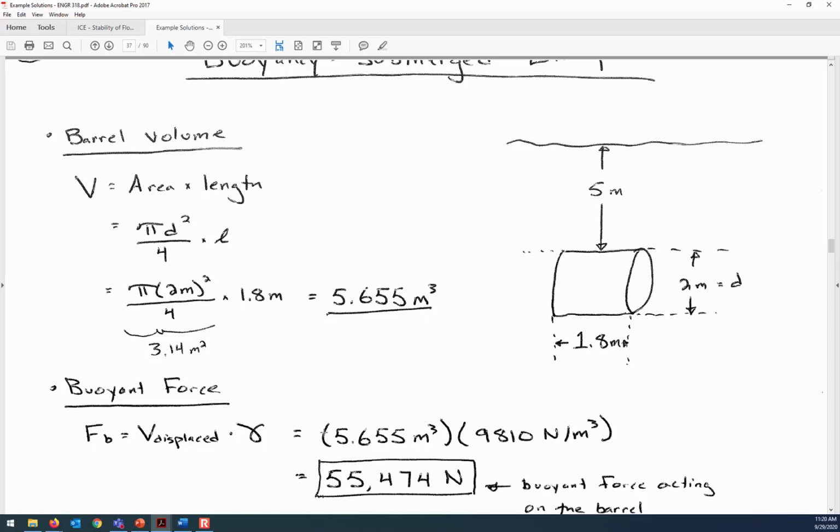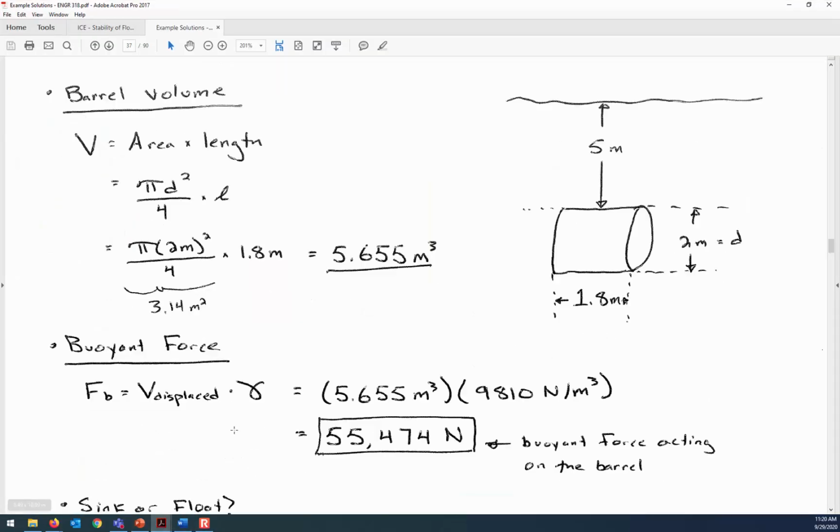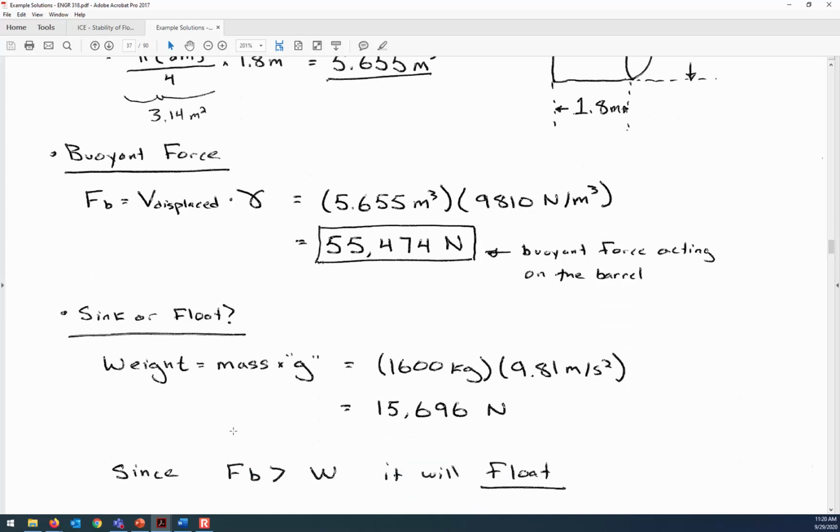All right, so what about the weight? How are we going to know the weight of this? Well, we have the mass of it. And so if we multiply the mass by g, that gives us the weight. And comparing the buoyant force to the weight, the buoyant force is bigger.